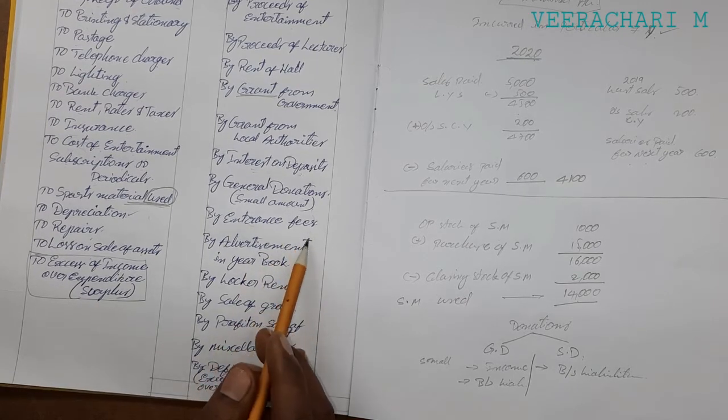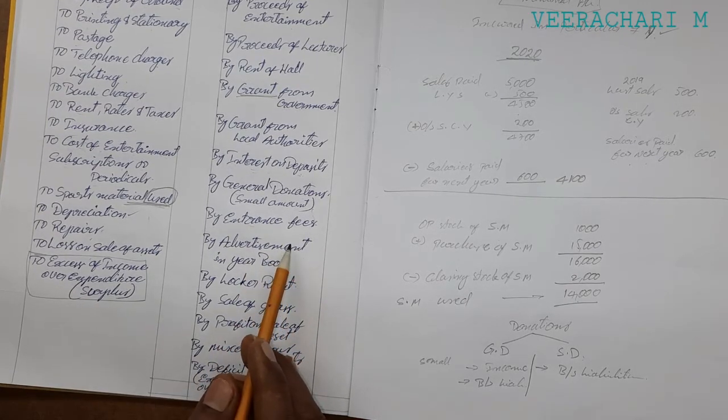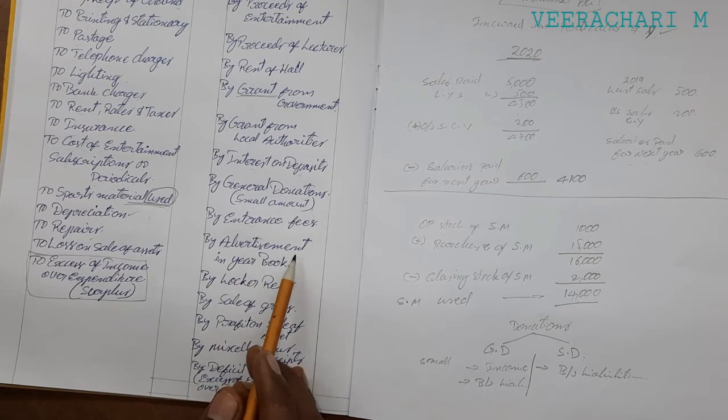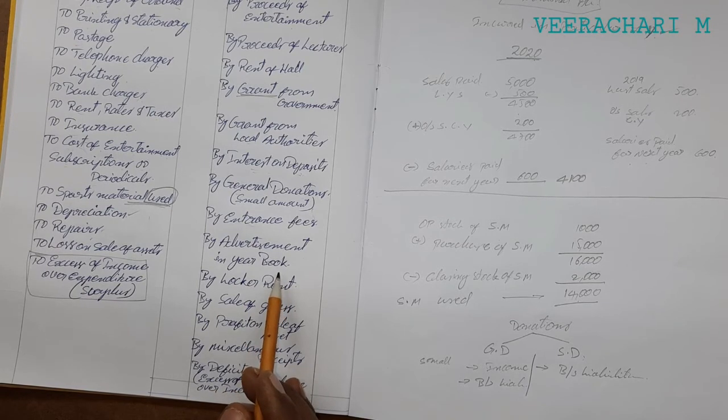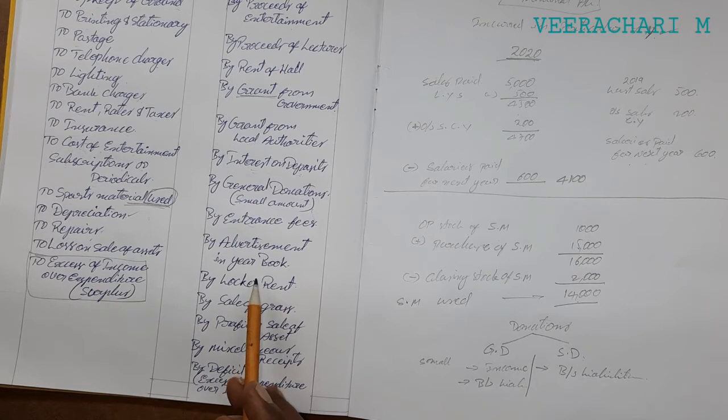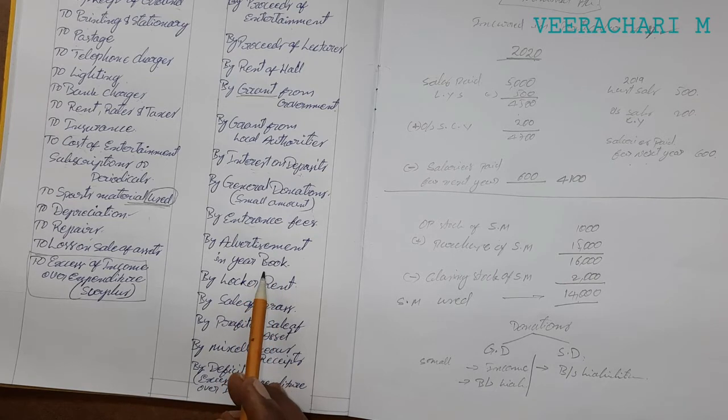Next, entrance fees are also income, like entry fees for a tournament and so on. Entrance fees also should be collected in the yearbook. If diaries or calendars are printed by the organization, or weekly newspapers, we receive advertisements for advertisement purposes. So if there is any advertisement in that yearbook, that is also income to the organization.